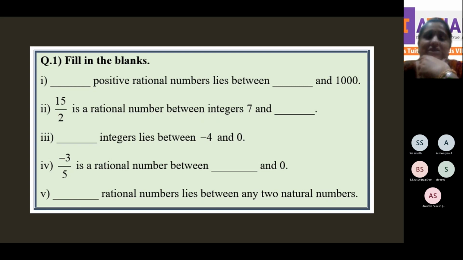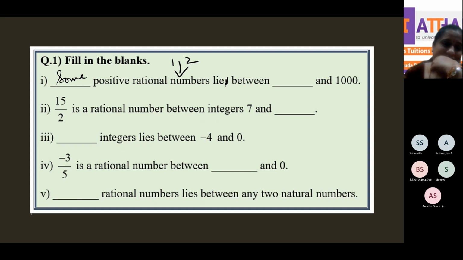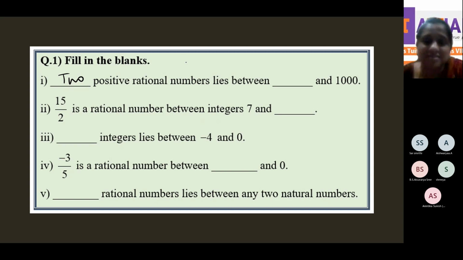Okay. Infinite positive rational numbers lie between. Ma'am, some positive rational numbers. Some. Okay. You know what? Between 1 and 2 itself, there are infinitely many rationals. Ma'am, we can write two positive rational numbers between 998 and 1000. That's what I'm saying. See, between 0 and 0.1, there are infinitely many rational numbers. Please understand that.